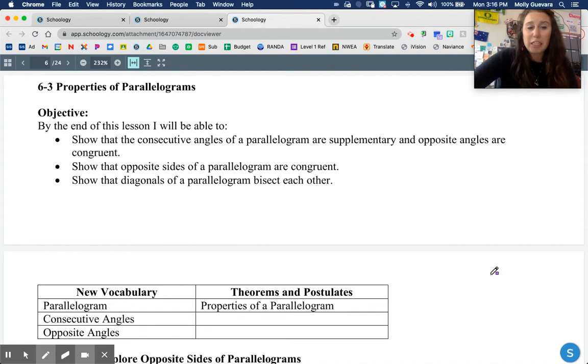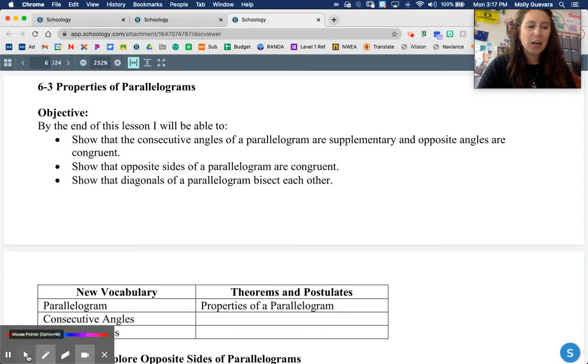So our first objective is to show that the consecutive angles of a parallelogram are supplementary and opposite angles are congruent, and we'll talk about that. We're going to show that the opposite sides of a parallelogram are congruent, and we're going to show that the diagonals of a parallelogram bisect each other. So remember, bisect means cut in half.